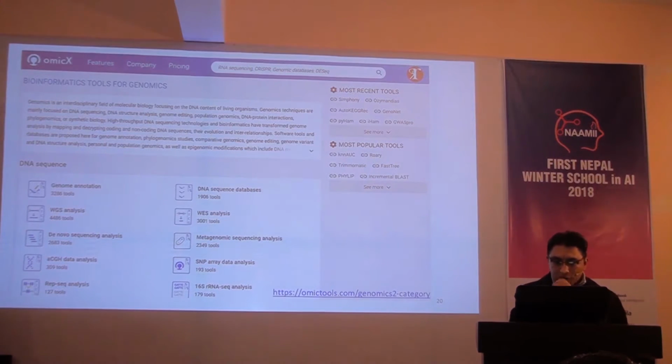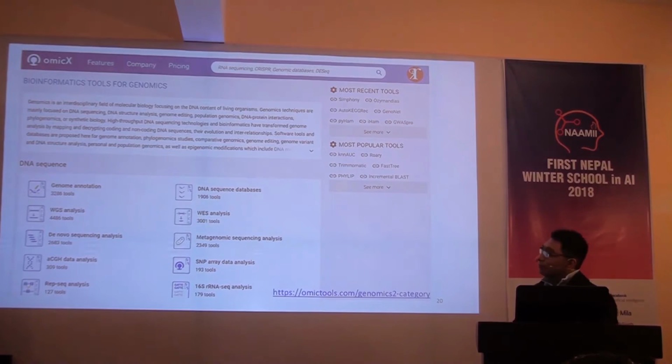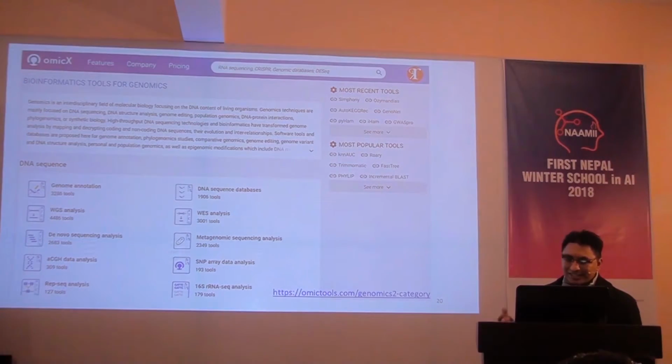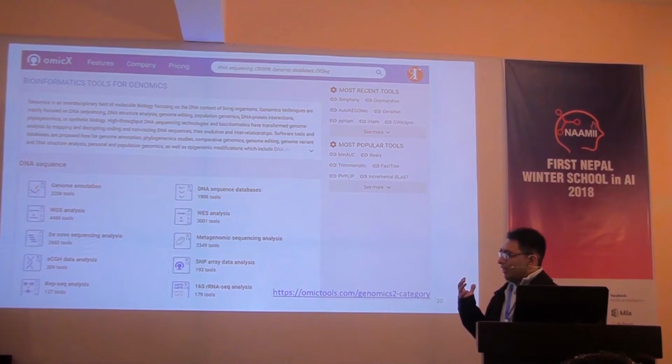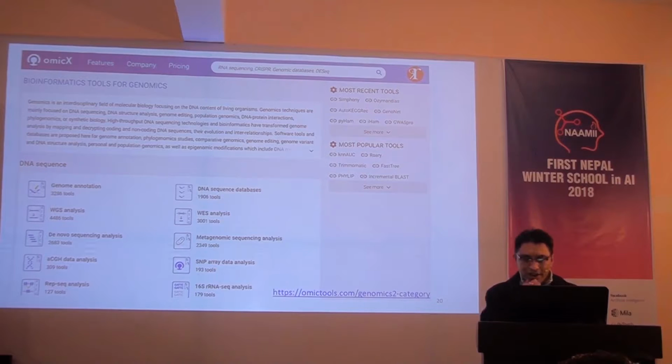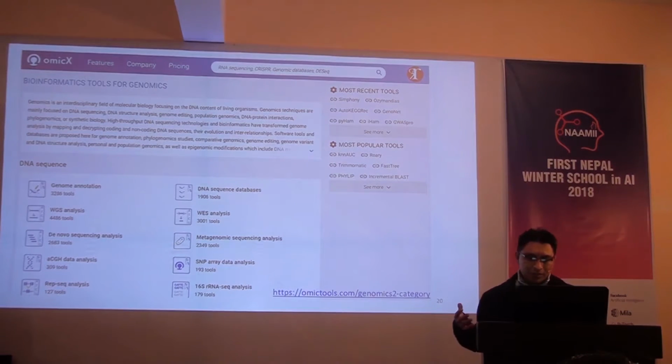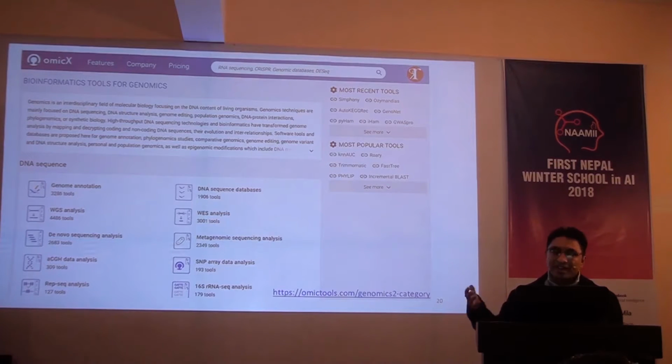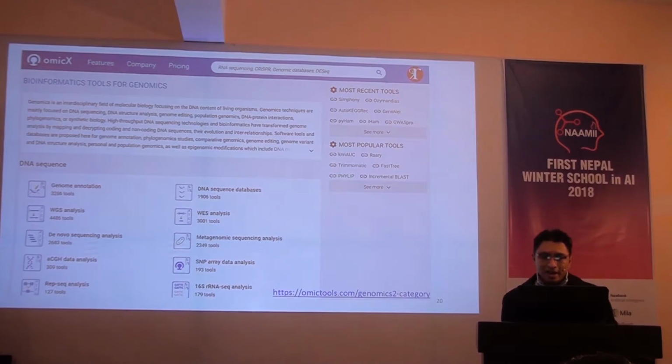So you can also browse through this particular portal. It's called Omics Tools, and this is a repository for different software in the field of bioinformatics. If you just browse through this link, you can get an idea of what other disciplines of bioinformatics really work on.